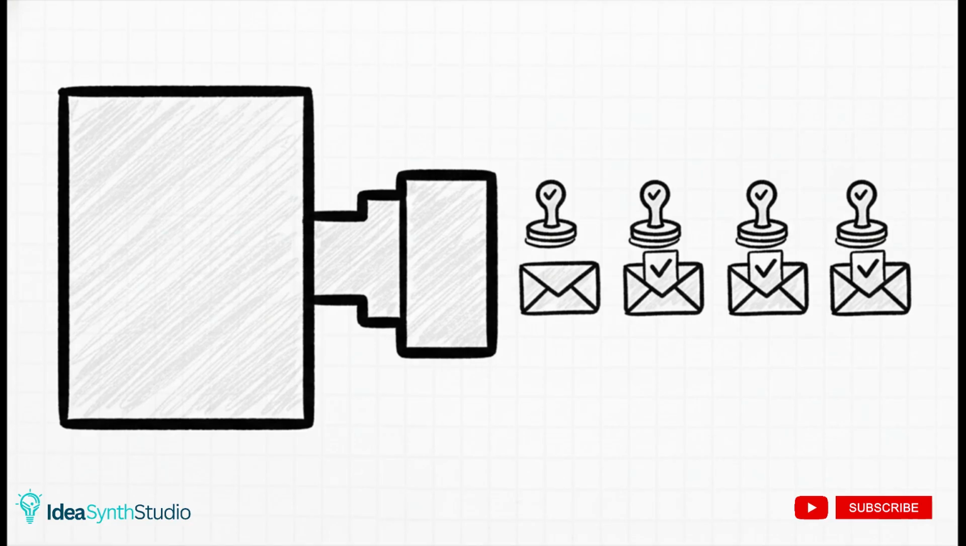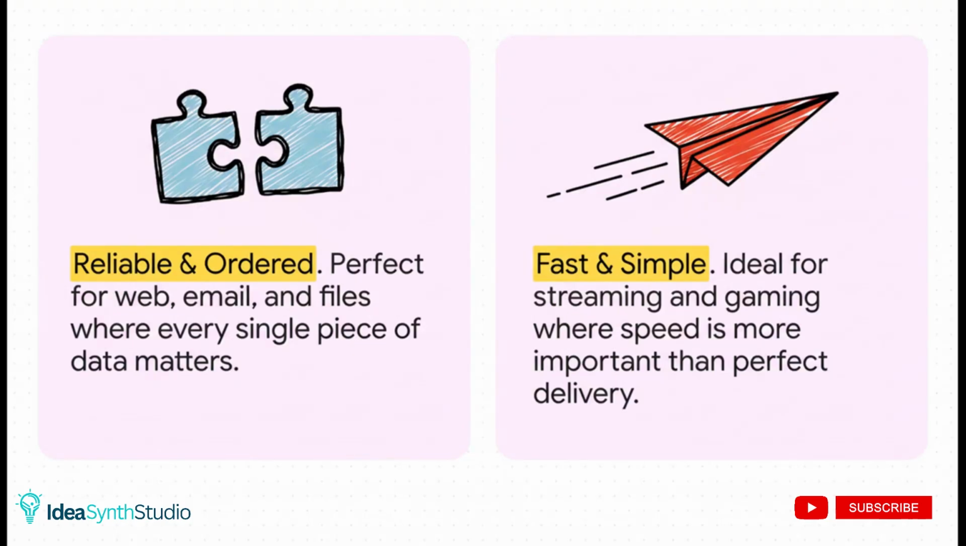You want that confirmation. And here's where it gets interesting. This layer gives us 2 main ways to send things. First, you've got TCP. Think of this as the super reliable option. It checks for errors, makes sure every piece is perfect. It's what you use for a web page or an email where every bit counts. But then you've got UDP. UDP is all about speed. It's fast, it's simple, and it doesn't sweat the small stuff.